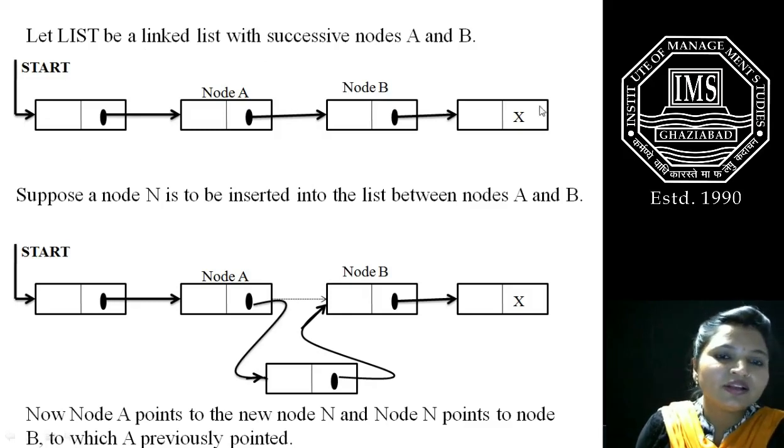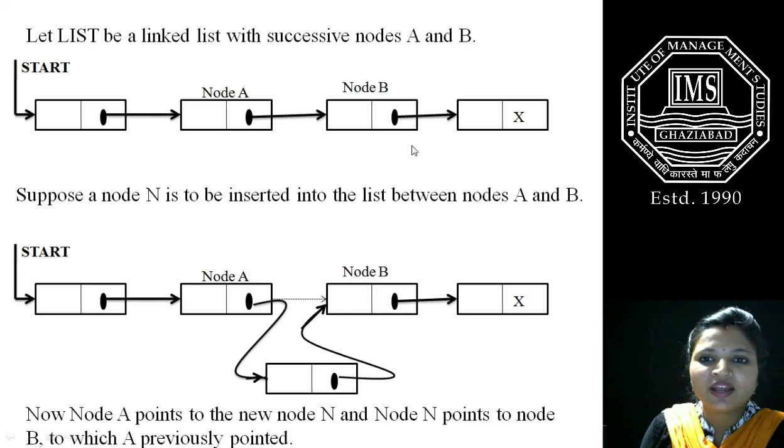Here we are seeing the nodes in the linked list. Start is a variable that contains the address of the first node. The second part contains a pointer to the next node. Suppose this node is A and this node is B, and here I have represented a null by the symbol X. Null represents that this is the end of the linked list, and after that no node is there.